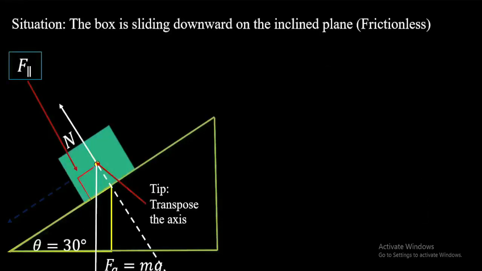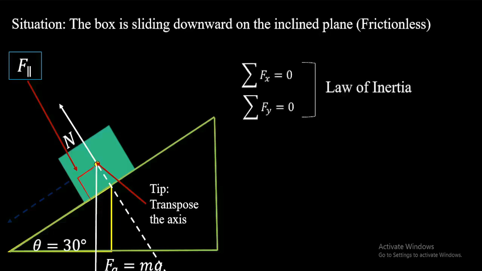Consider the box sliding downward on the inclined plane. We analyze it using Newton's laws of motion. With the law of inertia, we test if there is a net force by analyzing the forces interacting along the inclined plane.